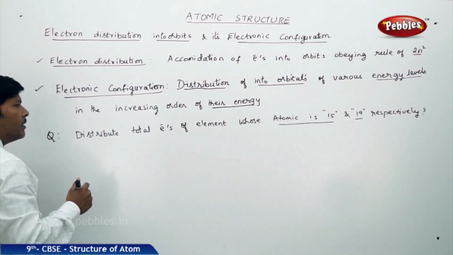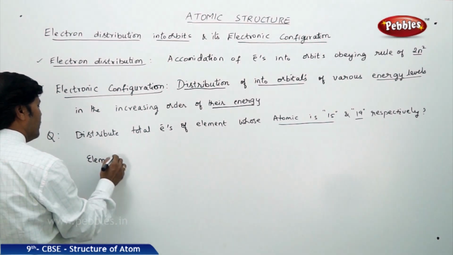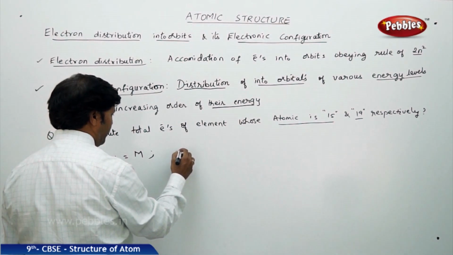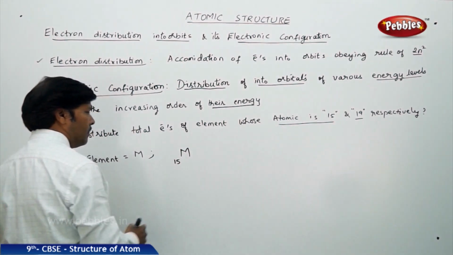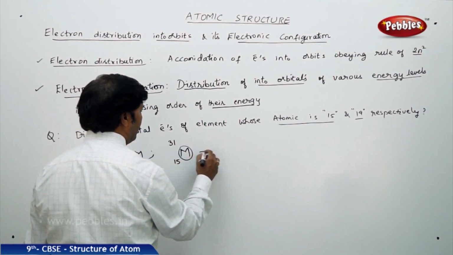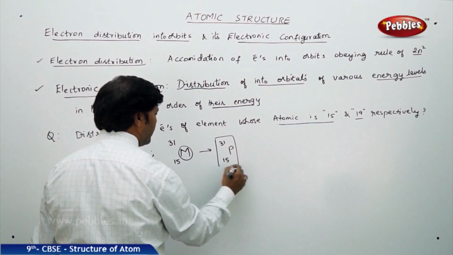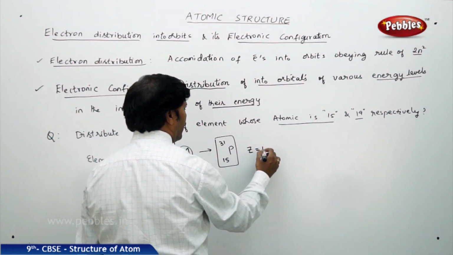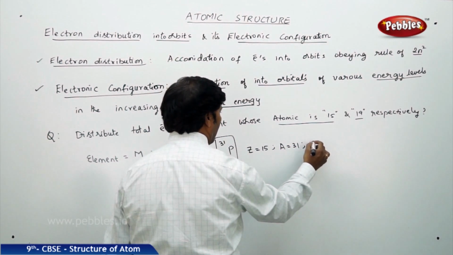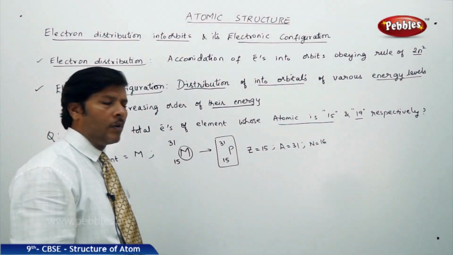Taking an element, let the element be M. Because its atomic number is 15, the atomic mass must be 31. Therefore this element M is now going to become phosphorus, 15 and 31. From this, what information are you gathering? The atomic number of phosphorus is 15, the atomic mass of phosphorus is 31, and the number of neutrons in phosphorus is 16.